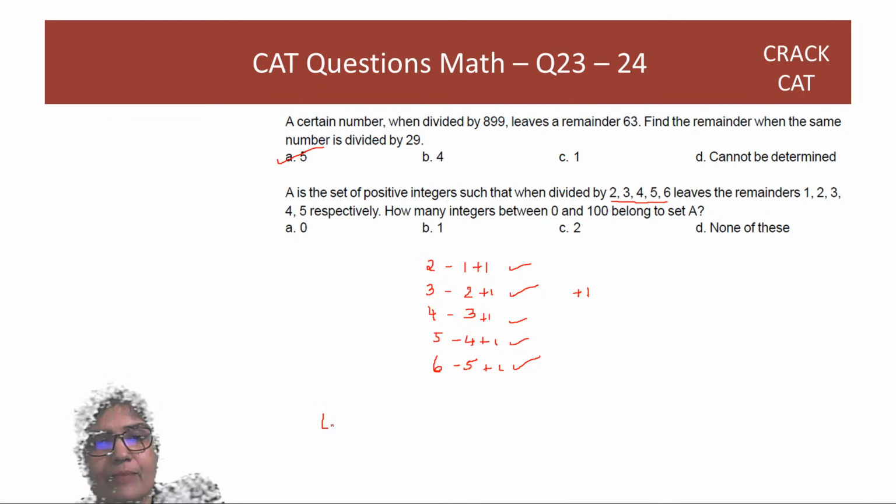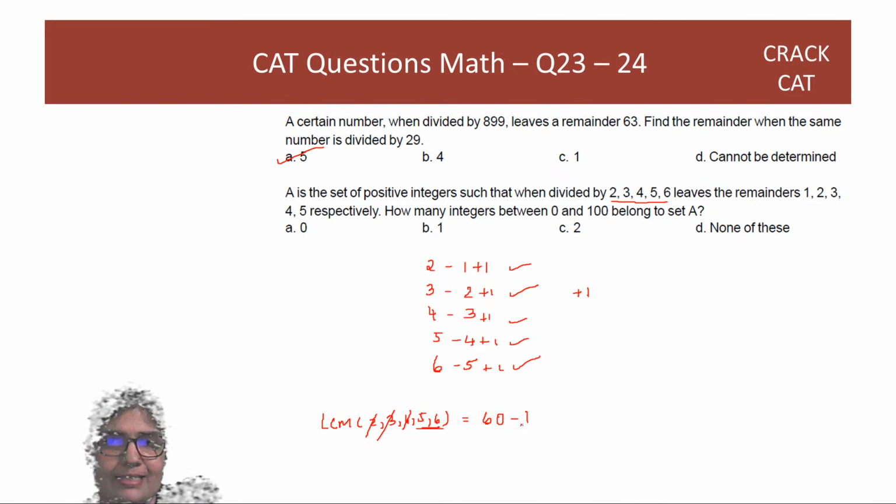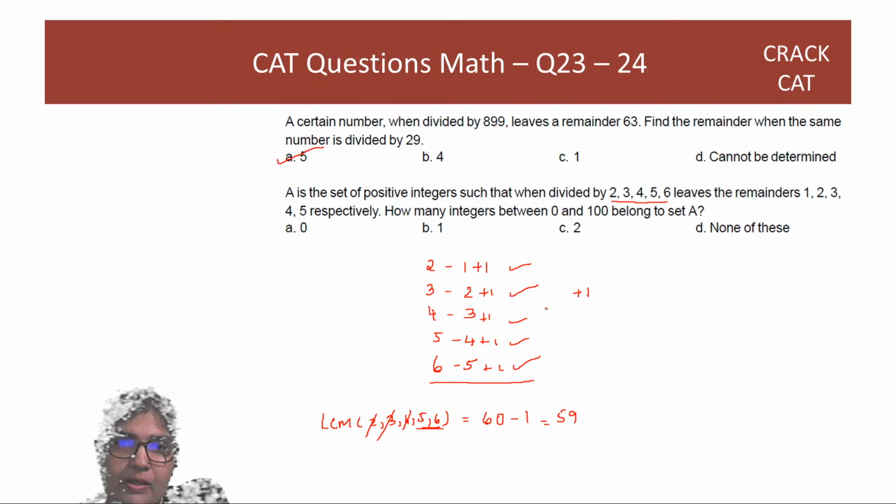So the LCM of 2, 3, 4, 5 and 6 is basically you take 6 and 5. That takes care of 2 and 3, and then you need another 2 to take care of 4. So that LCM, guys, is 60. So the smallest number is 60 minus 1, which is 59. 59 satisfies all these properties. And I only want numbers between 0 to 100, so there's only one such number.